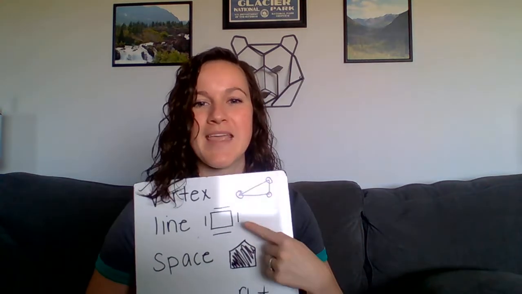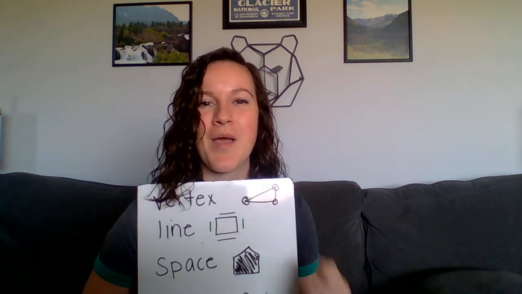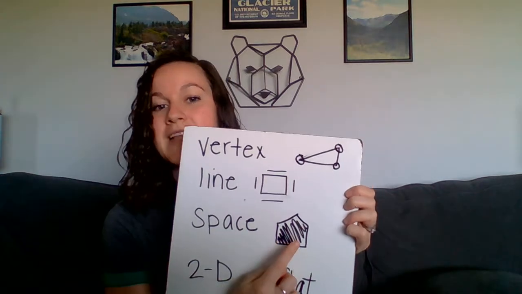The next vocabulary word that I want you to know is the lines or the sides of a shape. We mark the sides of the shape by counting around the outside, okay? The next vocabulary word that I want you to remember is the word space, and that's just the room that's inside the shape, okay? The last vocabulary word that I want you to remember is the word 2D or two-dimensional, and that just means flat, okay? So we are going to name 2D shapes today.